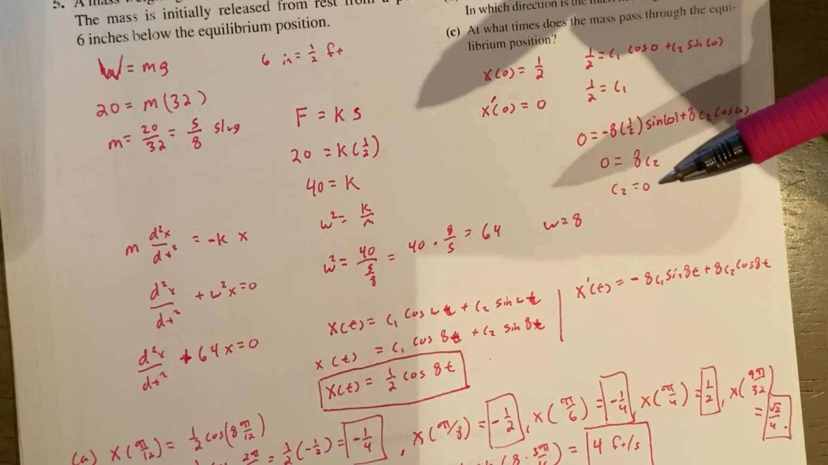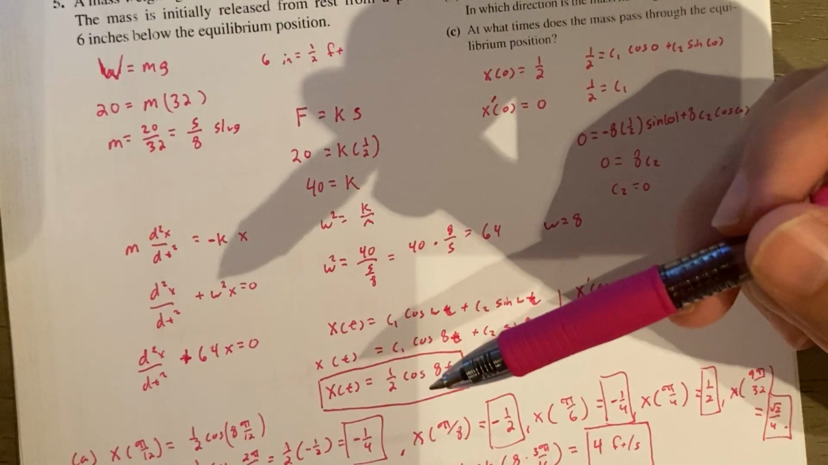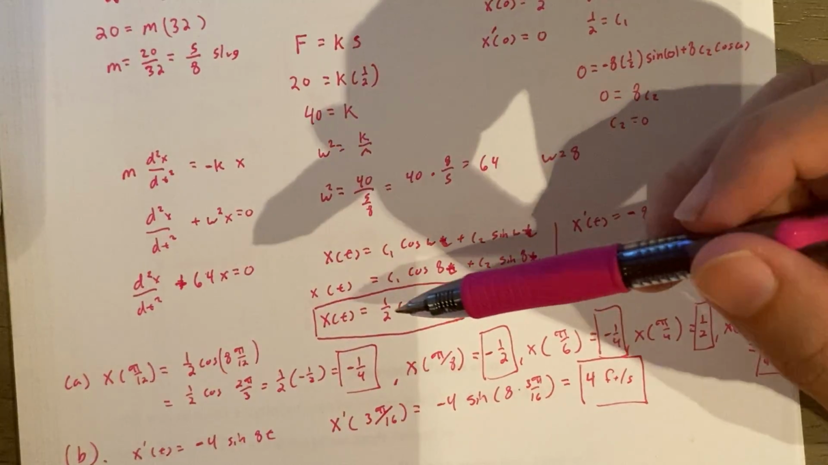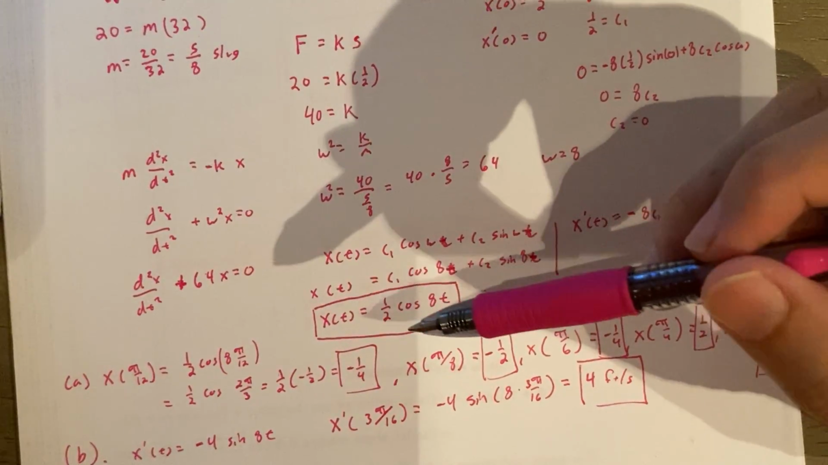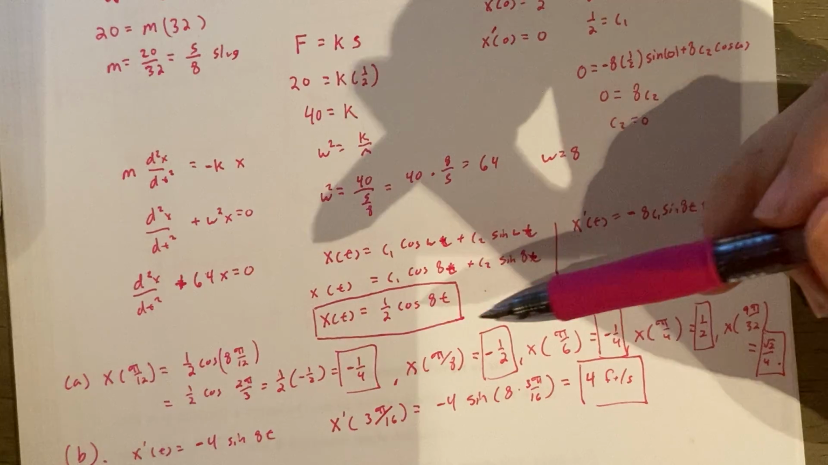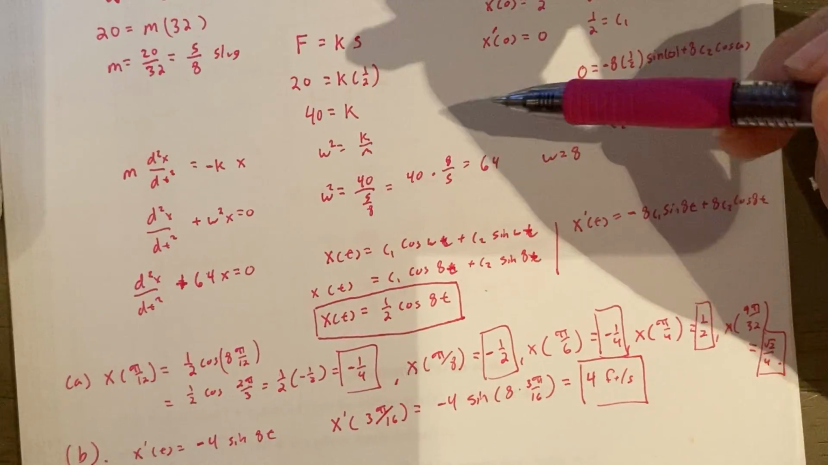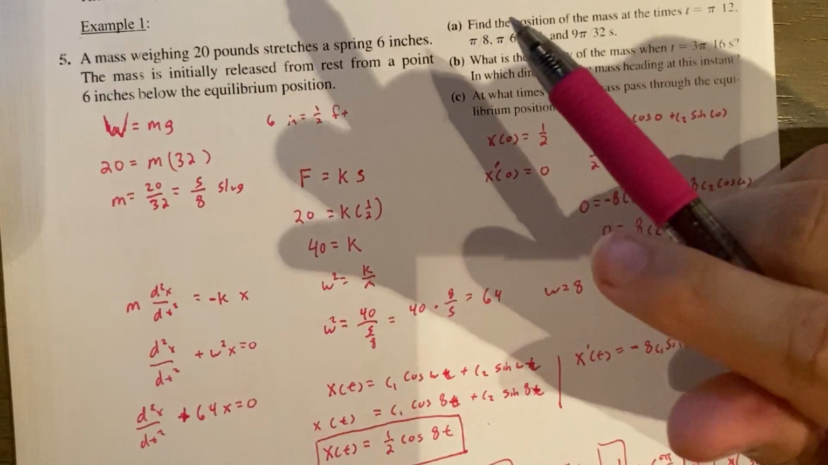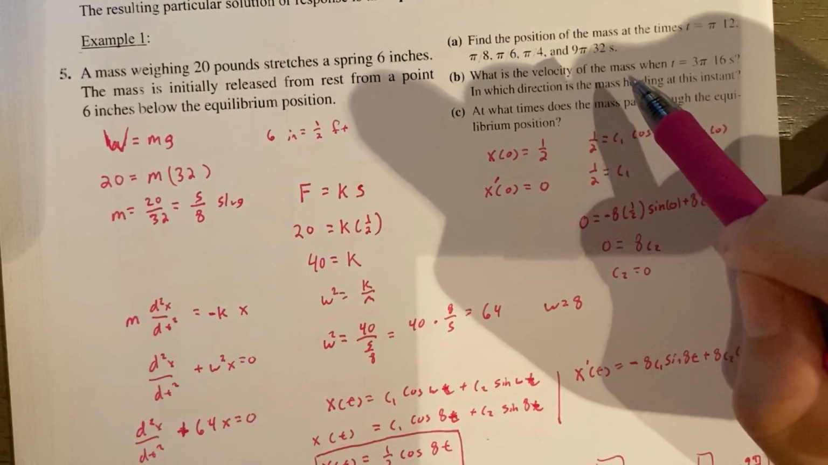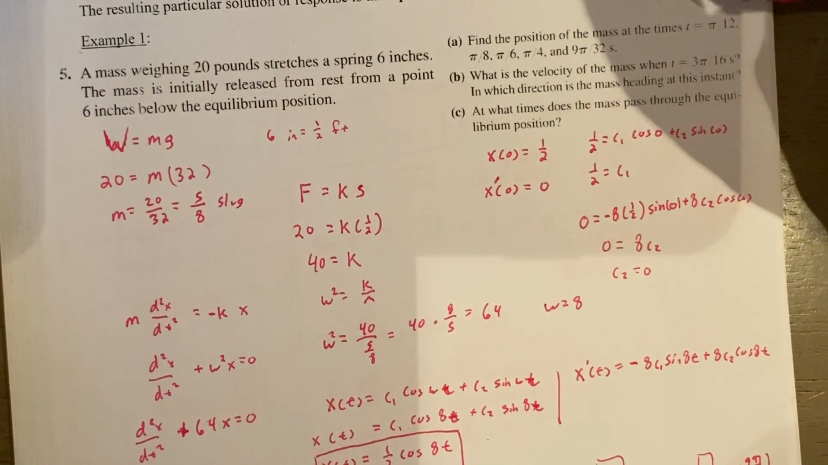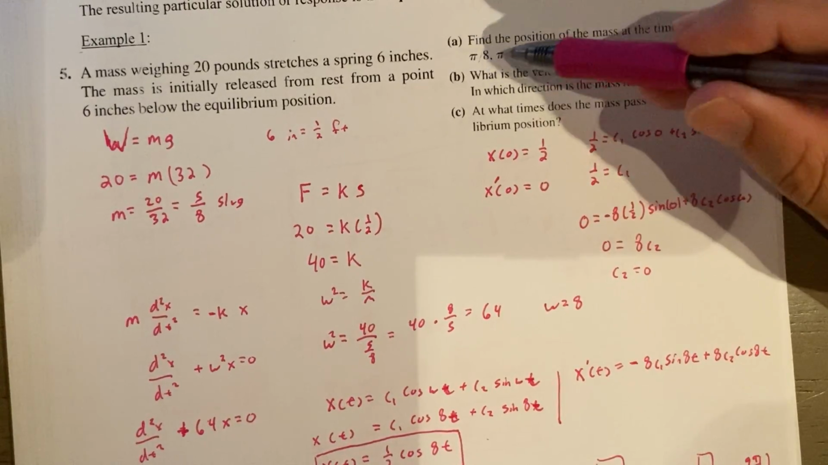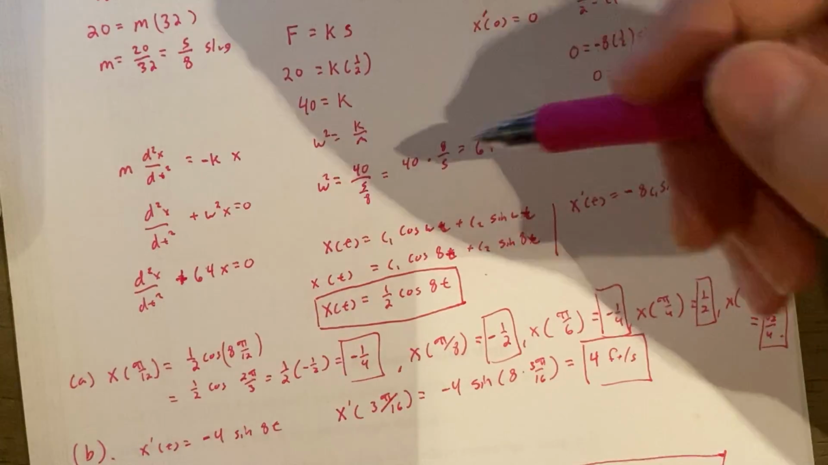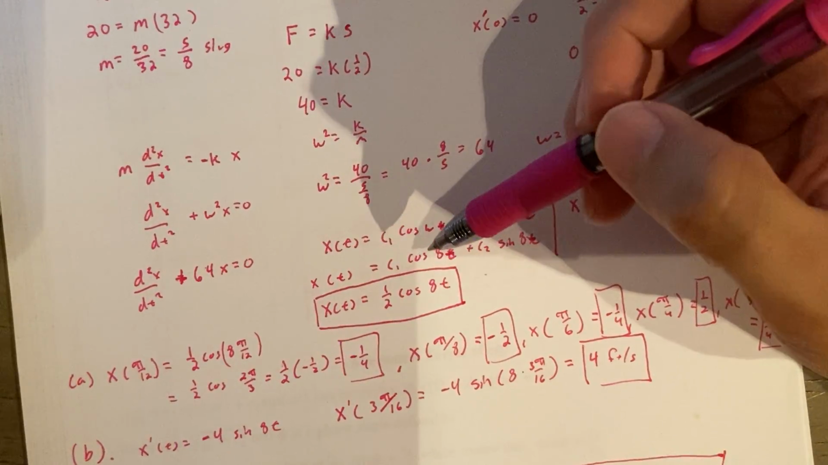Because c sub 2 is 0, we plug everything into our original equation, and this is what we get. X of t is equal to 1/2 cosine 8t. Now, the first thing we want to do is find the position of the mass at the times t equals pi over 12, pi over 8, pi over 6, pi over 4, 9 pi over 32. So all we're doing is plugging in for t all of these values.